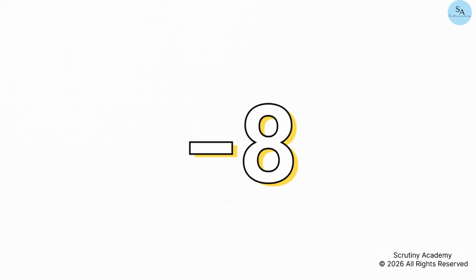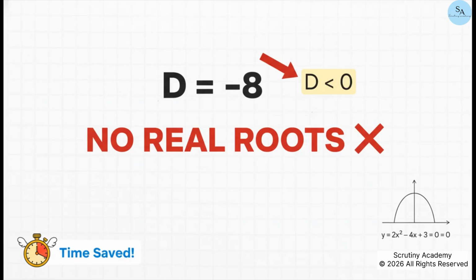Negative 8. Okay, so stop and think for a second. We got a negative number. What does a negative discriminant mean? Which case is this? You got it. Since D is less than 0, this equation has no real roots. And just look at that. In like 3 simple steps, without doing any of that long formula stuff, we already know there's no real answer. That's a massive amount of time you just saved in an exam.